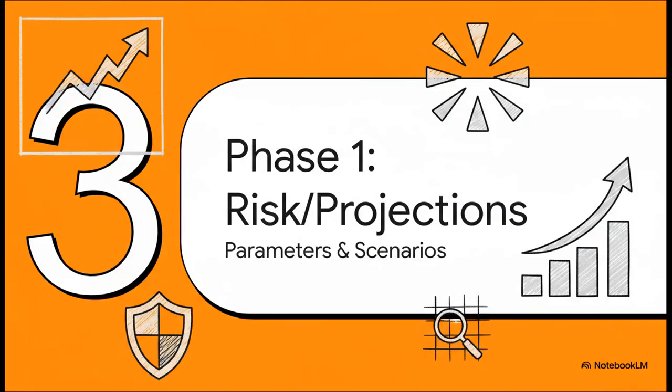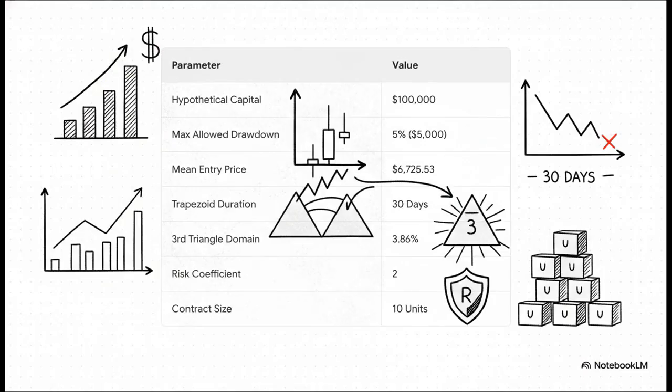Okay, so with those entry levels defined, we can now dig into the risk management side of things. We're also going to look at the profit projections that are outlined in the plan for phase 1. These are the key ingredients for the risk calculation. The model uses a hypothetical starting capital of $100,000 with a max allowed drawdown of 5%, or $5,000. The mean entry price between the 2 points is calculated at $6,725.53. We also see that this cycle's trapezoid has a time duration of 30 days. And then there are a few other parameters that get factored in, like the third triangle domain, a risk coefficient of 2, and a contract size of 10 units.